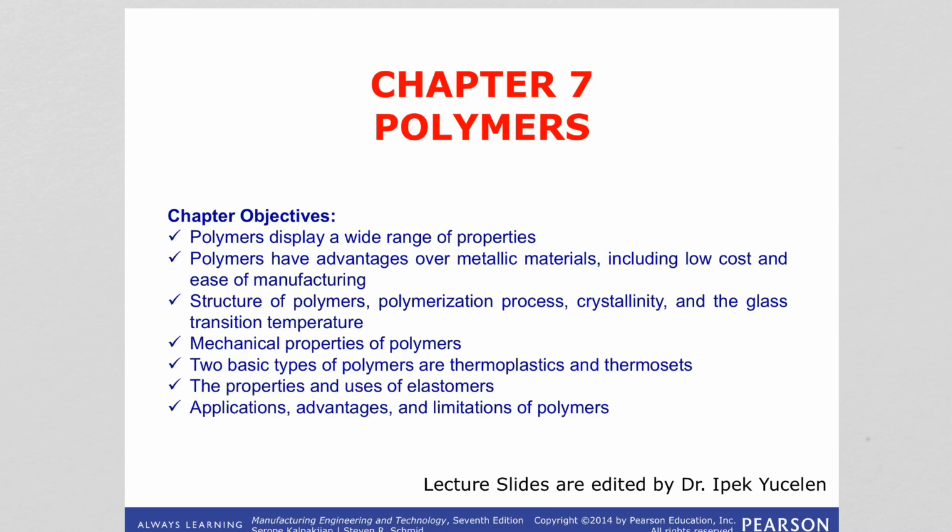So we're going to learn about mechanical properties and two types that we generally categorize polymers into, like thermoplastics and thermosets. There are also elastomers, and application advantages and limitations. I should say usually they use the terms polymers and plastics as representing the same material, so we will keep that in mind. It's a synonym: plastics and polymers.